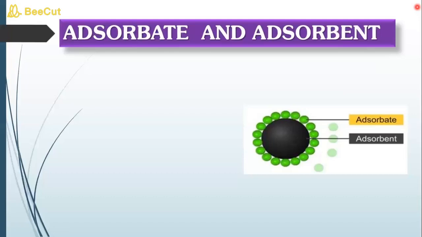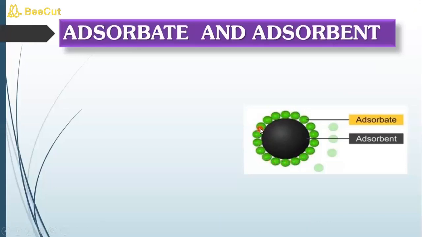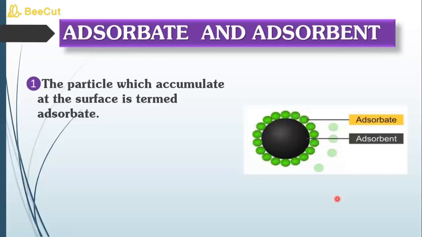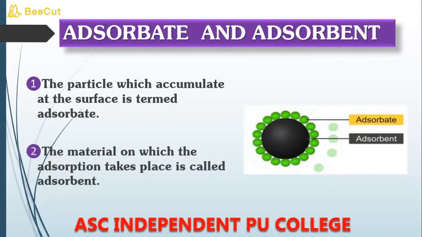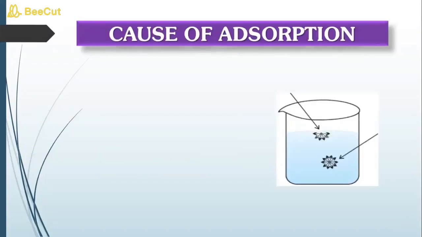Students, when you are trying to understand the term adsorption, it is also very important to understand adsorbate and adsorbent. Now look at the screen. The one which looks black in color is called the adsorbent, and the green colored circles are the adsorbate. This black colored substance is giving room for the green colored circles to get adsorbed on its surface. Now, what do we mean? The particles which accumulate on the surface are called the adsorbate, and the material on which the adsorption takes place is called the adsorbent. And right after this, we are going to check what is the cause for adsorption.